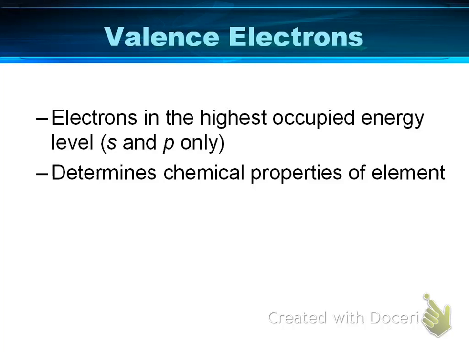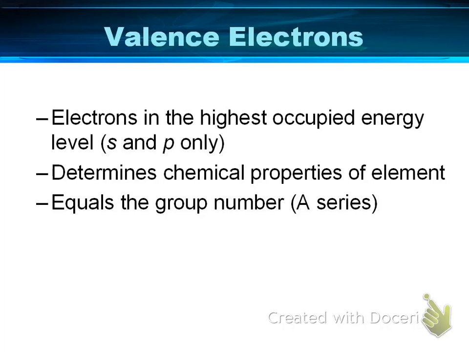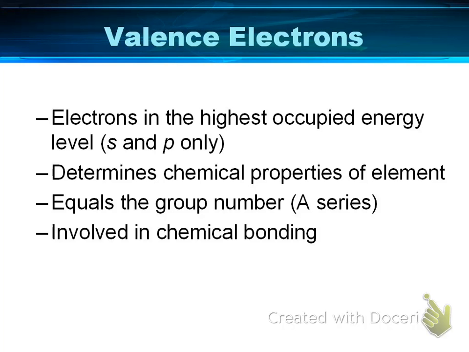So when we talk about valence electrons, we're talking about the outside electrons, the ones furthest away from the nucleus. It turns out they're the most important ones. They equal the group number, the A series over here, and they're involved in chemical bonding. Imagine that. The electrons on the very outside of the atom are the ones that go around and mess around with other atoms. Makes sense, doesn't it?